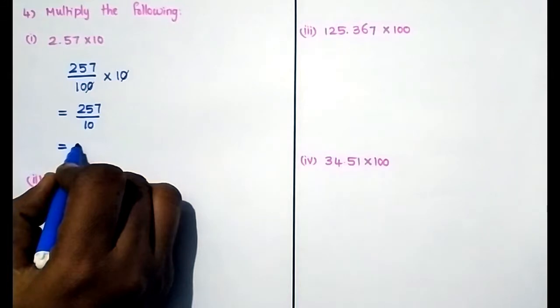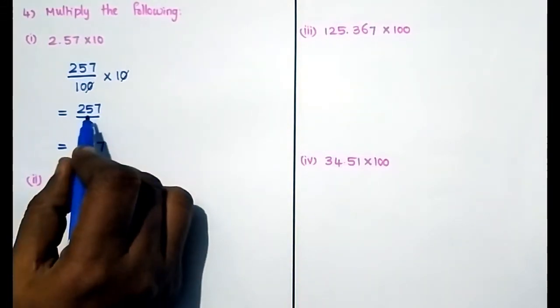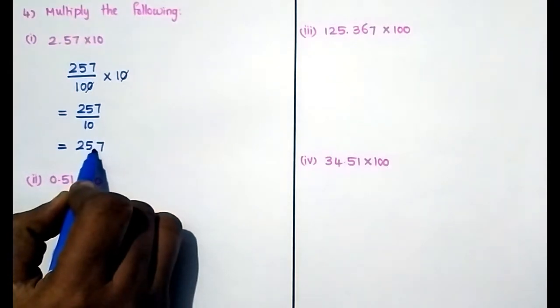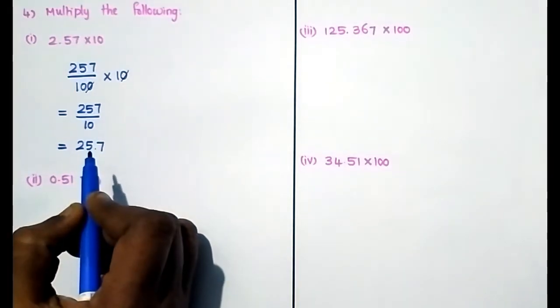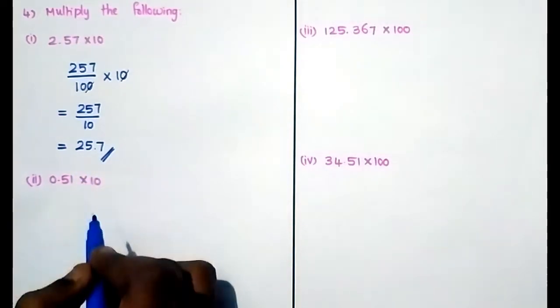Now 257, write down as it is. Here 1 zero is there in the denominator, so before one digit we have to keep the point. So that is the answer. Next sum.